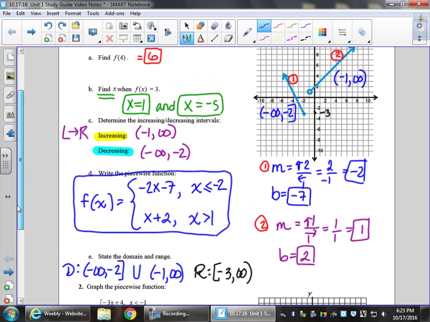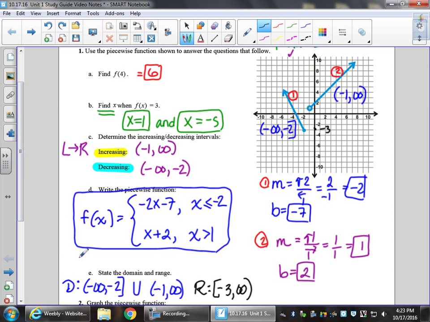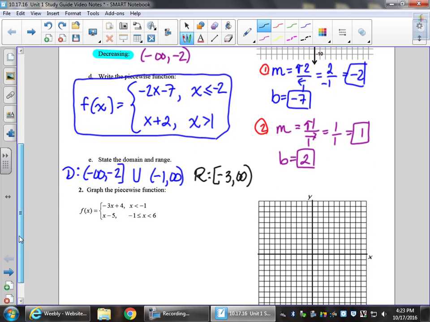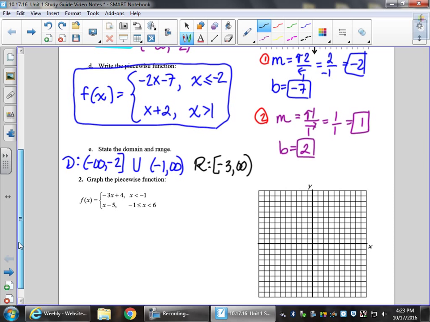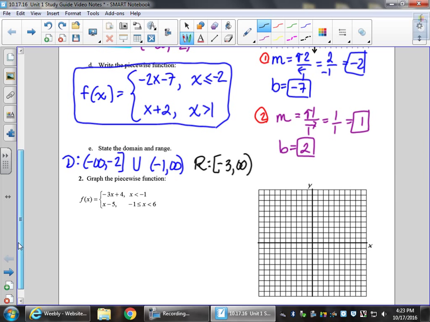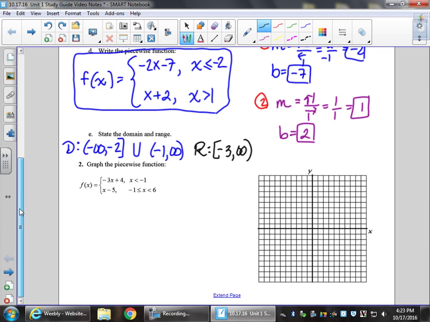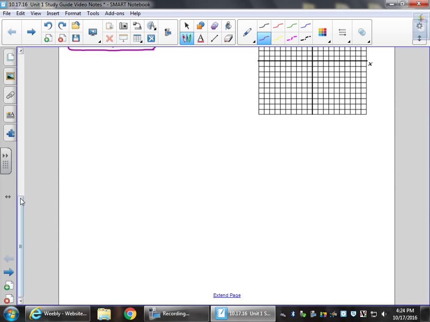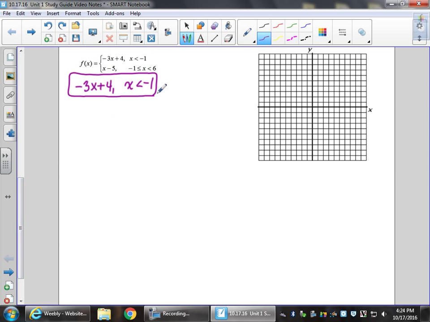So number 1 was a nice summary of how to write a piecewise function. Number 2 says graph, and we definitely had a nice fixed approach for graphing. Our first step for graphing is going to be writing the piece. So my first piece is -3x plus 4 when x is less than -1. And I'm going to put that in a box just because I think it helps it stand out. So I wrote my first piece.